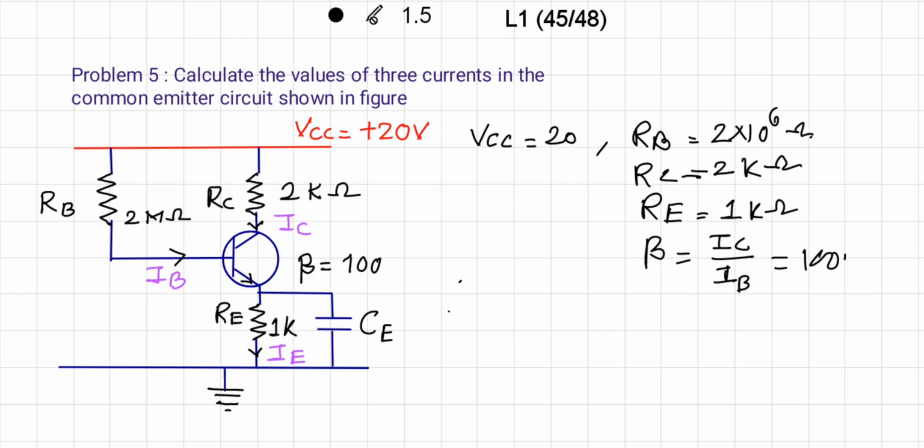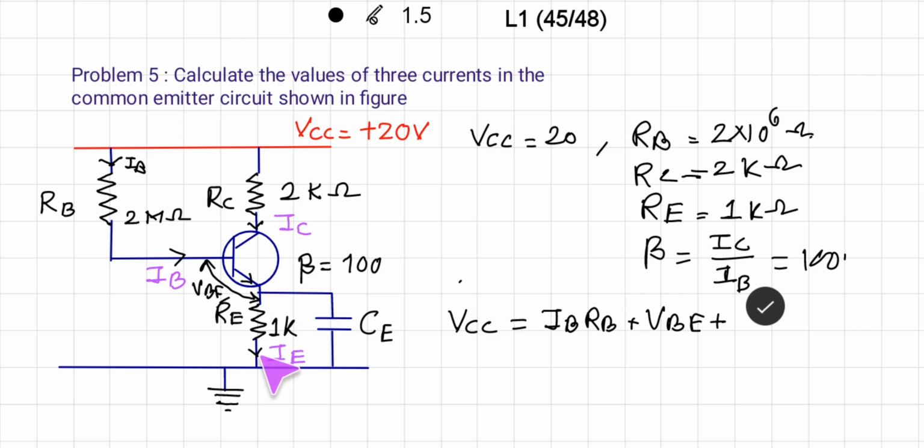So therefore we can say, remember that we are applying Kirchhoff's law to the base side, VCC is equal to the current flowing through this, that is IB. So IB into RB, that is IB RB, plus the voltage across base and emitter, which we call VBE, so plus VBE, plus here IE into RE, the current flowing through this. So this is one relation which we already saw.